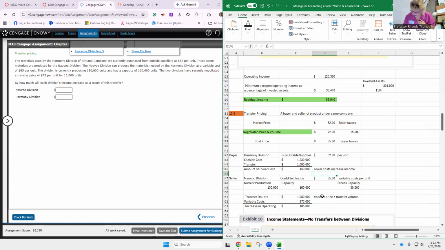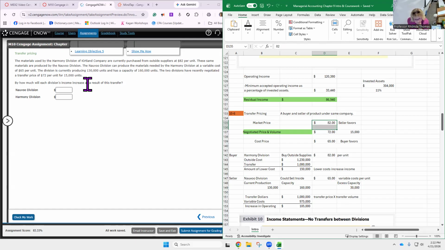Yep, there it is. Now let's look at this one. The Nauvoo division is the seller. Once again, their current production is 130,000. Their capacity is 160,000. They do have excess capacity of 30,000. So we're going to be able to negotiate a better price. If they were at capacity, then we might not be able to, because they would rather sell it for the $82 price for help with their income. But they have capacity, so it depends.